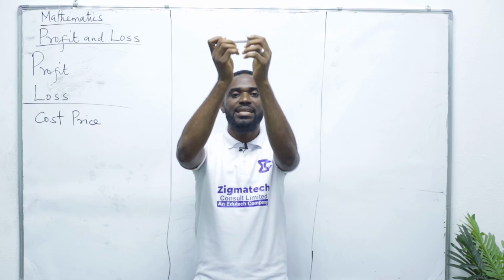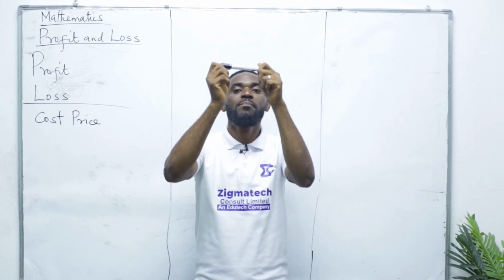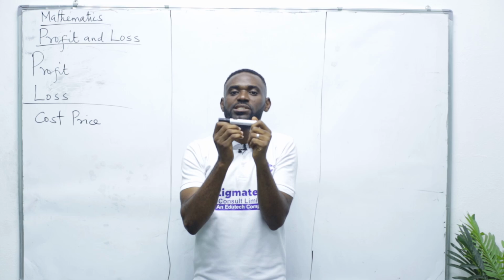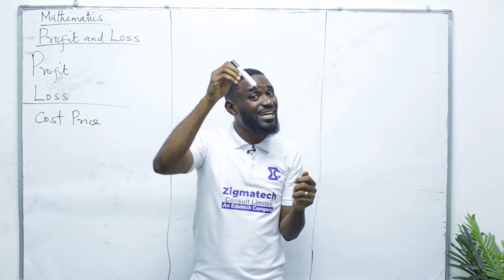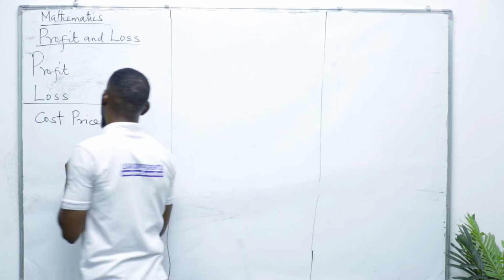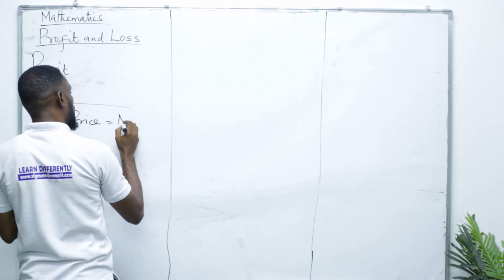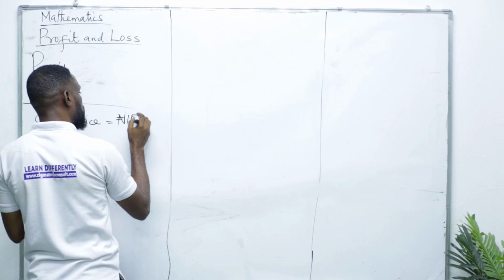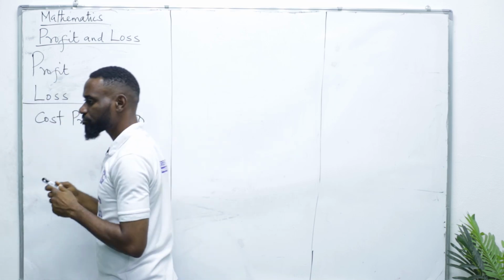I go to the market, I bought this marker. I'm a businessman. I bought this marker for 100 naira. It means that 100 naira is the cost price of this marker. So let's say cost price now, we say 100 naira. This is an assumption, okay?